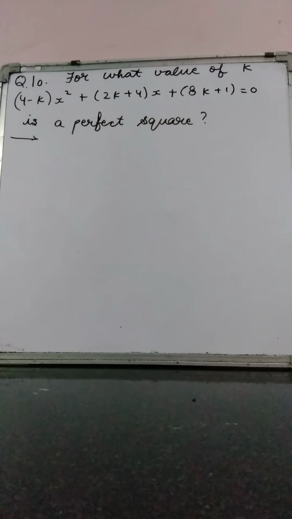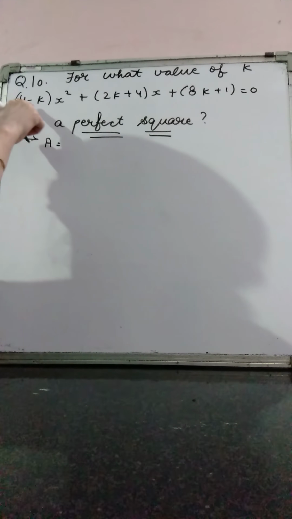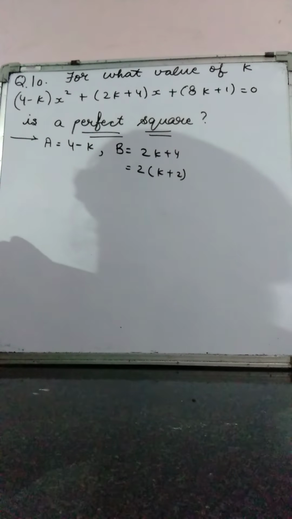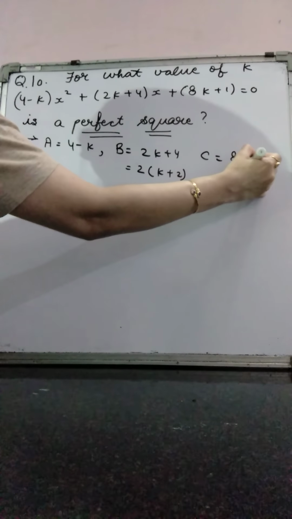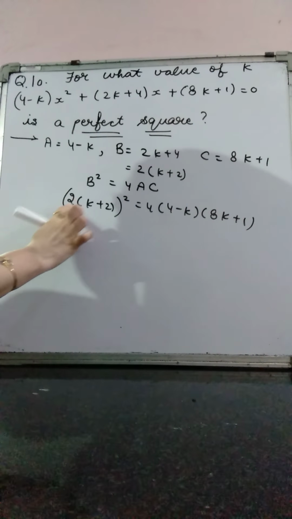For what value of k is this equation a perfect square? The equation will be a perfect square if it has equal roots. So first of all compare: the value of a is 4 minus k, the value of b is 2k plus 4, take 2 common, that will be twice k plus 2, the value of c is 8k plus 1. For perfect square or for equal roots the condition is b square is equal to 4ac. Now substitute values. The square of 2 is 4.